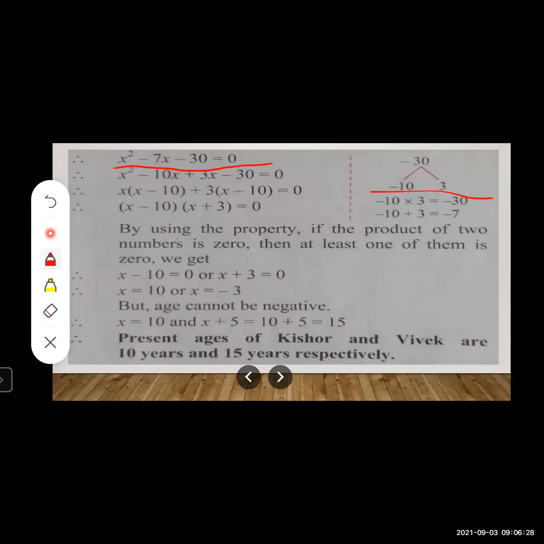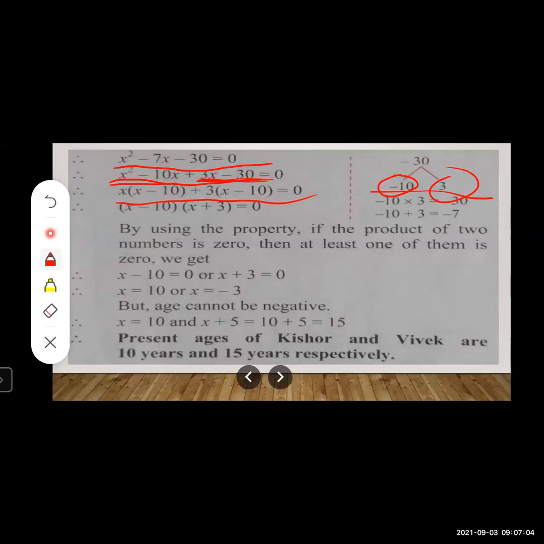Let us rearrange. X square minus, which factors am I using? Minus 10 and plus 3, right? So I am writing x square minus 10x plus 3x minus 30 is equal to 0. Now what will be my next step? I will find out the common. What is common here? X is common here. So x into (x minus 10). Now what is common over here? 3 is common, 3 tens are 30, right? So I am taking out 3 as common.